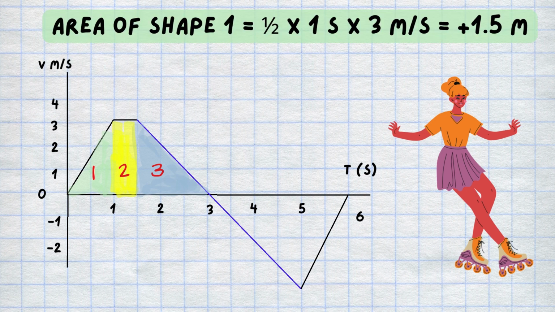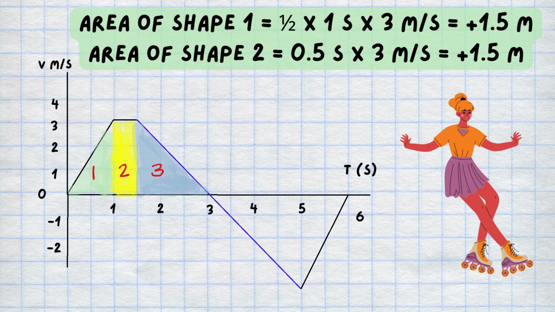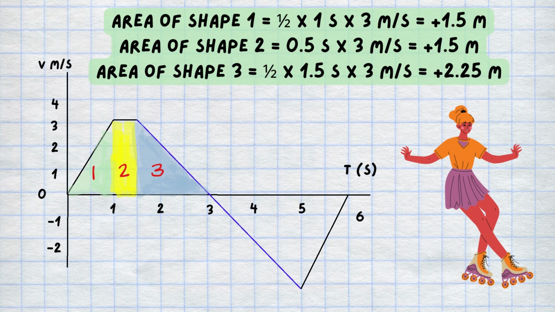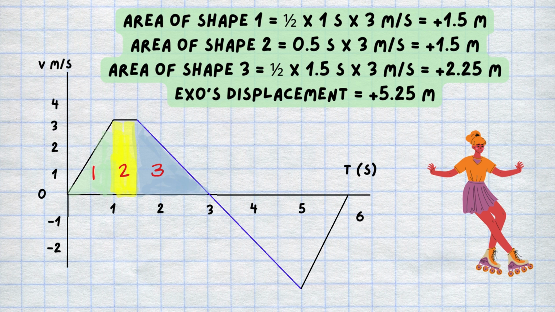Area of shape 1 equals half times 1 second times 3 meters per second. That equals plus 1.5 meters. Area of shape 2 equals 0.5 seconds times 3 meters per second, which equals plus 1.5 meters. And area of shape 3 equals half times 1.5 seconds times 3 meters per second, which equals plus 2.25 meters. So Exo's displacement will be the sum of these three areas, which equals plus 5.25 meters.